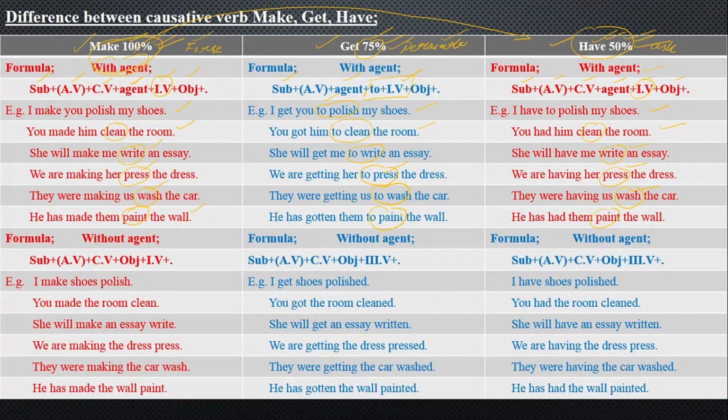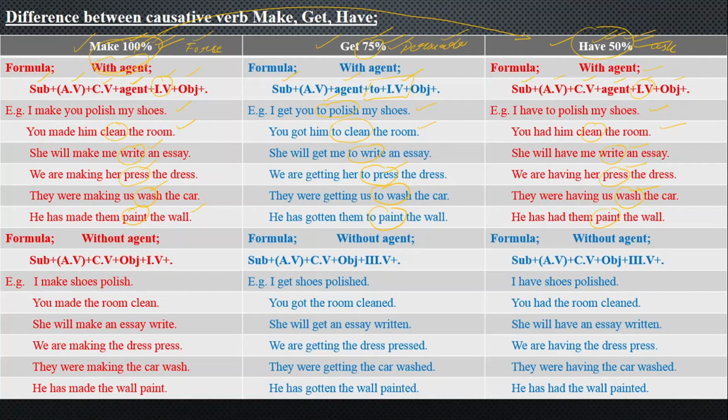Now that is known as causative verb make, get, have, with agent. And I've mentioned the link there, you can go through it in detail, but the difference between them in causative verb with agent, make, get, have. The first difference, causative verb make is used for 100% when we force someone, get is used for 75% when we persuade someone, have is used to ask someone, and it is used for 50%.